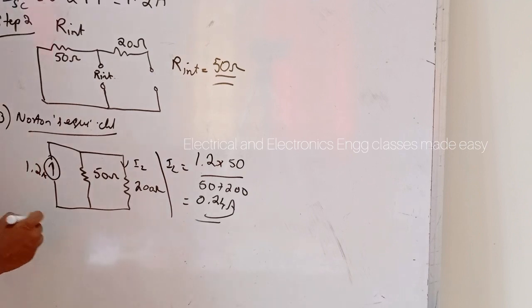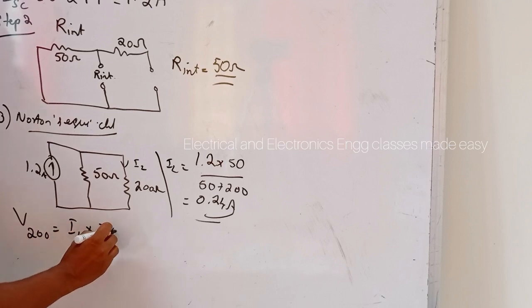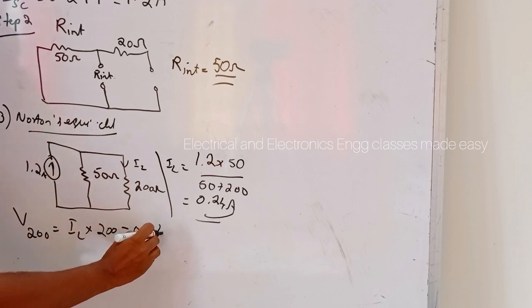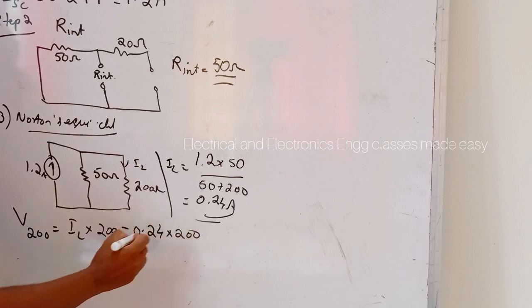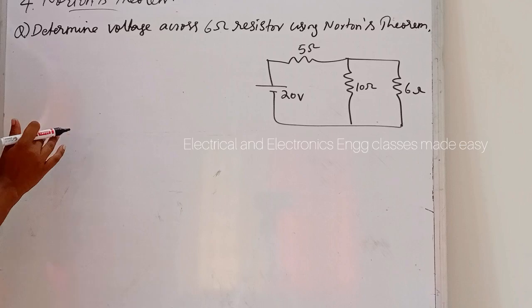The question is to find the voltage across this 200 ohm resistor. So V200 is equal to IL into 200, that is 0.24 into 200, and that is 48 volt. So this is the voltage across this 200 ohm resistor. So in this way we are applying the Norton's theorem. Let us do another problem.